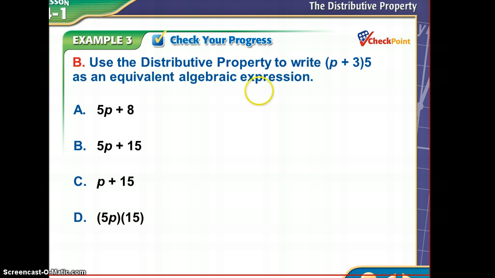Okay, same concept now. We have the quantity p plus 3 times 5. And the choice here is B, 5p plus 15.